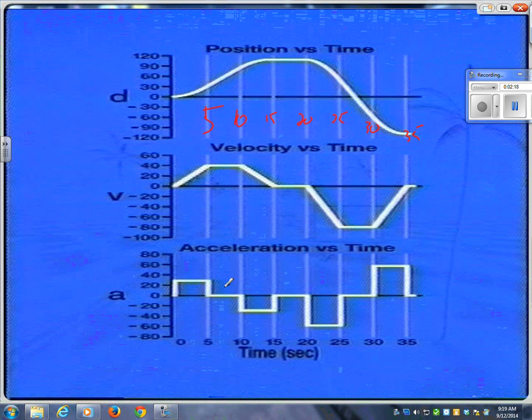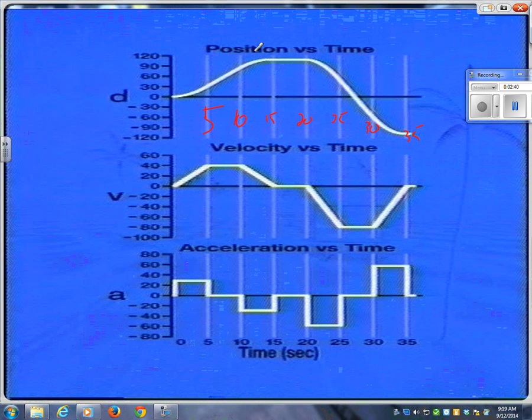Yes, you can, because it's 0. Acceleration 0 means it's not speeding up, not slowing down. Can you tell if it's stopped or not? No. It could be stopped or it could be constant velocity. Well done. What's happening between 10 and 15?